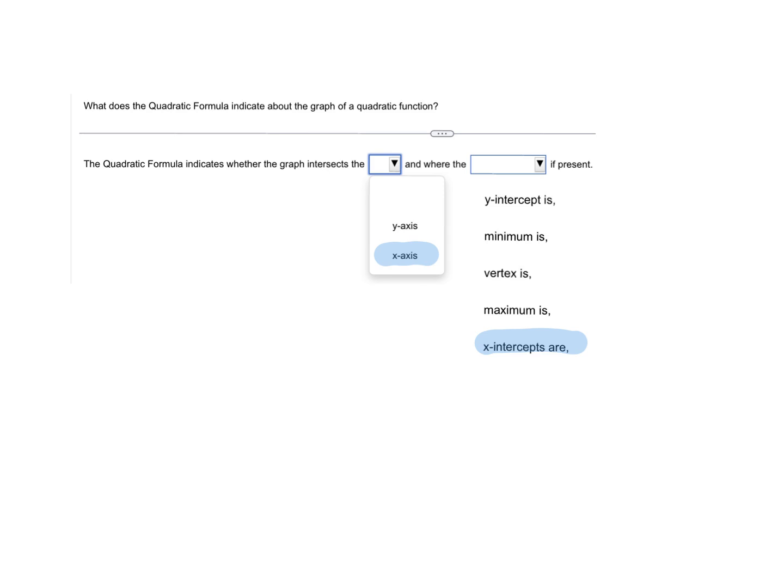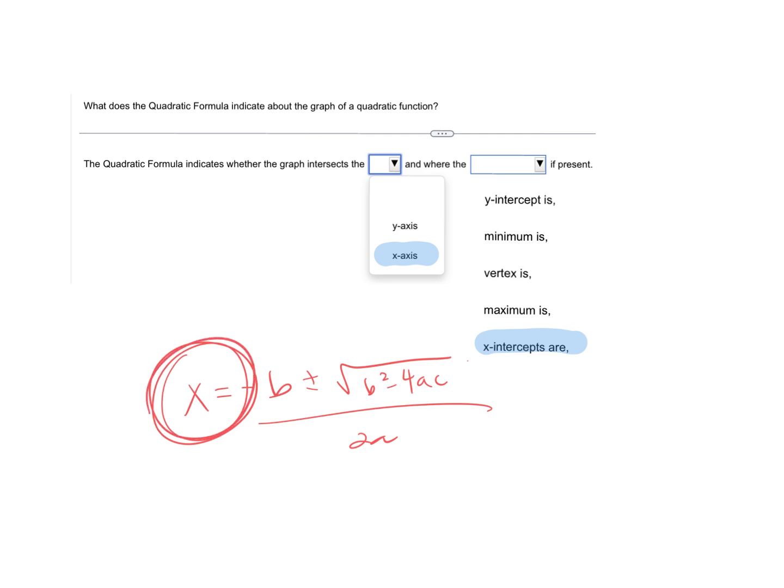It tells me x equals, because the formula is x equals negative b plus or minus the square root of b squared minus 4ac all over 2a. And that big part of that is the x equals part. So those are x-intercepts. That's where I cross the x-axis.